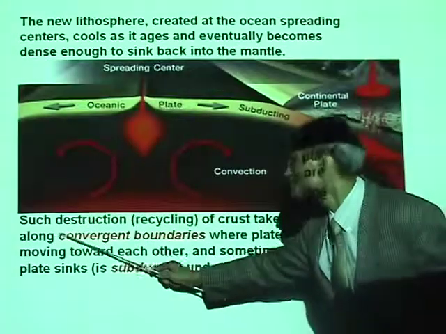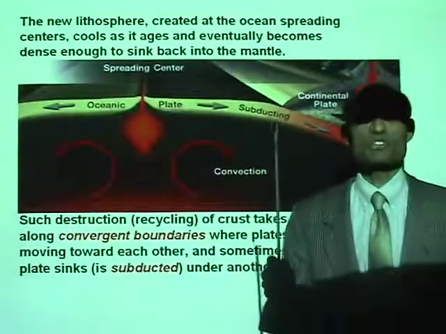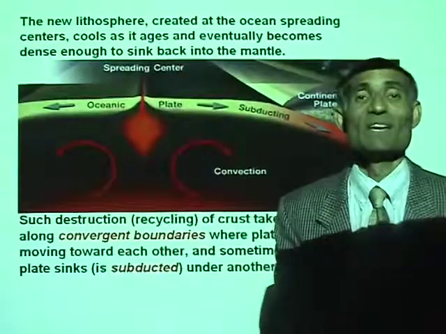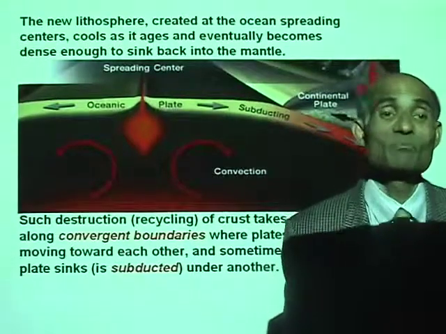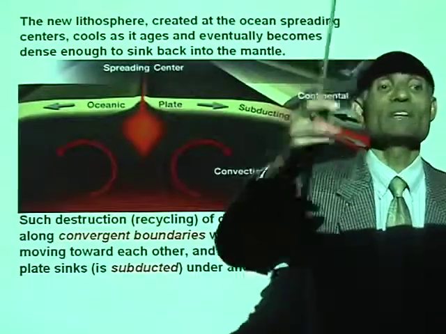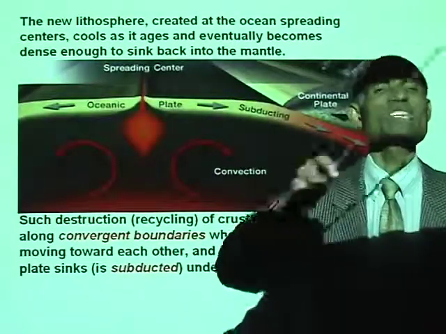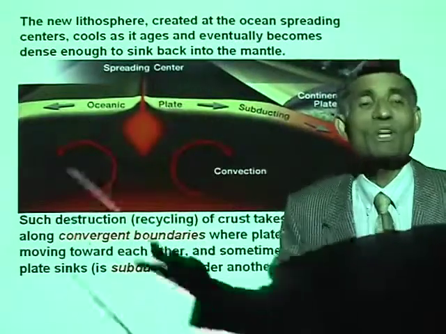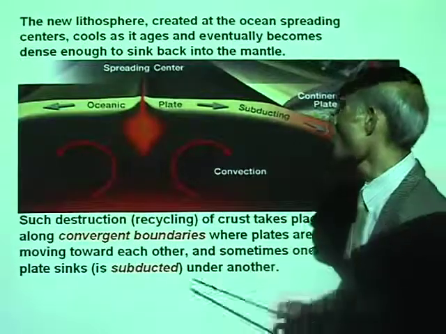So such destruction or recycling of the crust. The crust is continuously being recycled. You see, it is taken down to the interior of the earth, then brought up and remade. The crust of the earth is continuously being recycled. So the earth is a dynamic object. It is continuously changing all over.